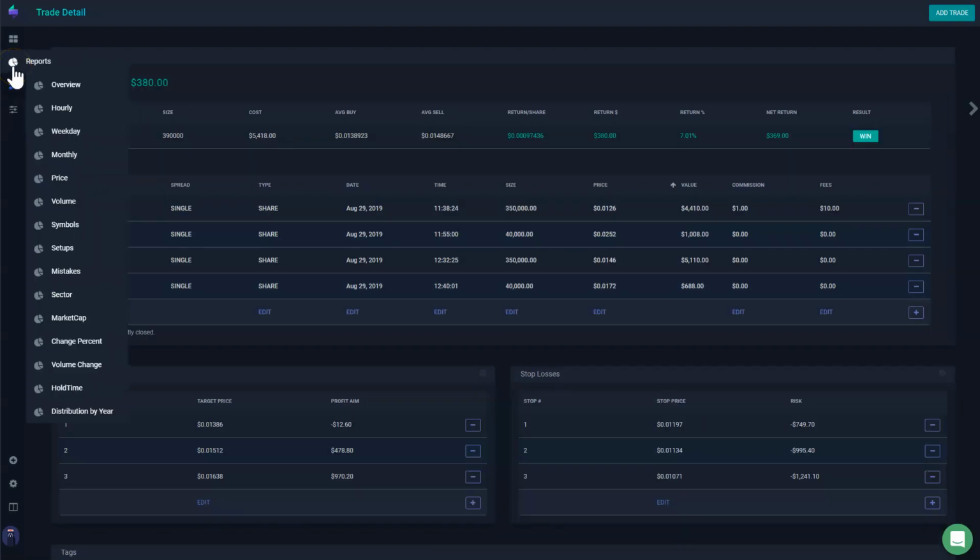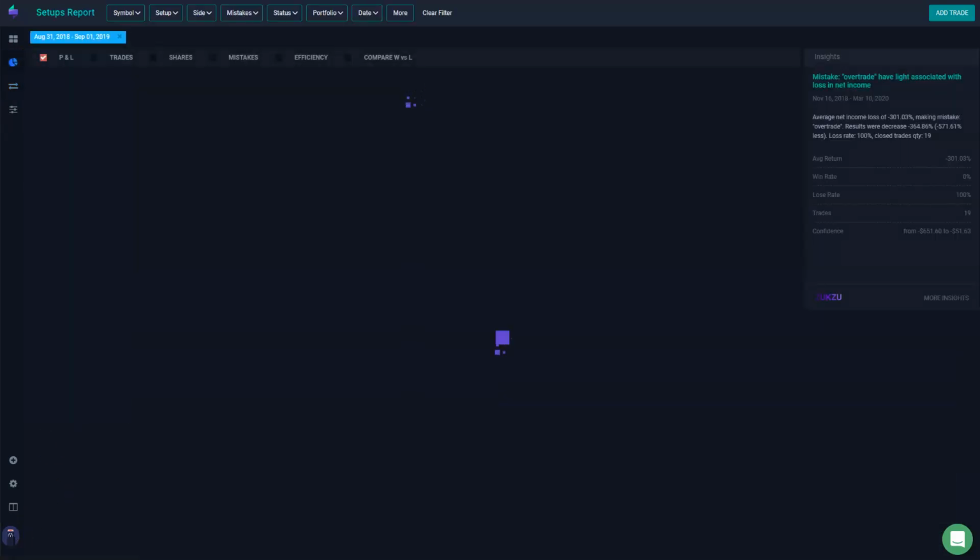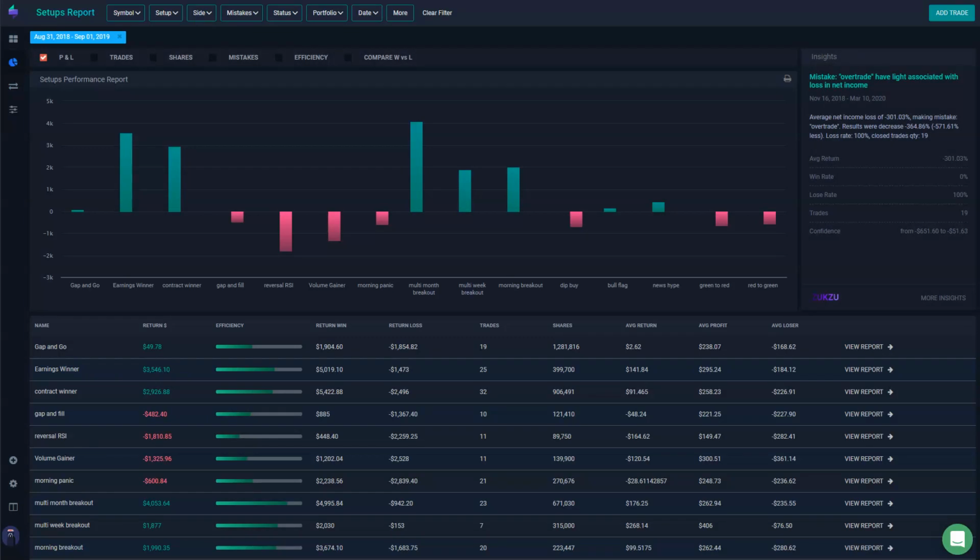Assuming that you have tagged all your trades, now we can go to the reports tab, and then I'm going to select the setups report. As you can see here, I'm trading plenty of setups, but only 5 of those are actually bringing me most of the profits. For example, earnings winners, contract winner, multi-month breakout, multi-week breakout, and morning breakout.